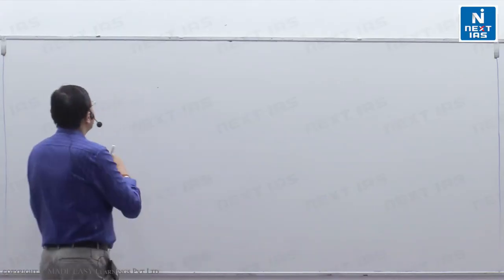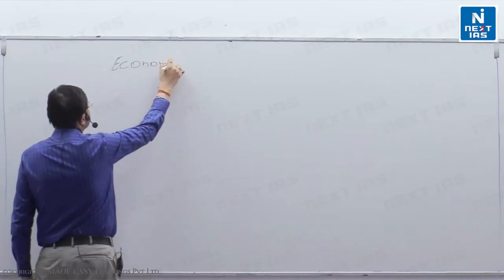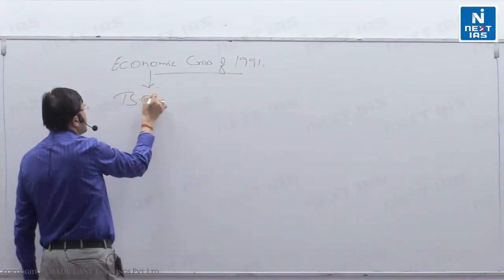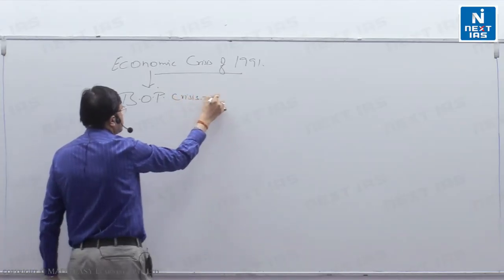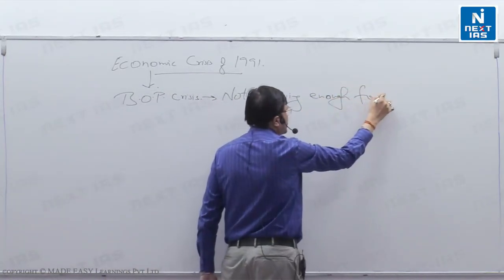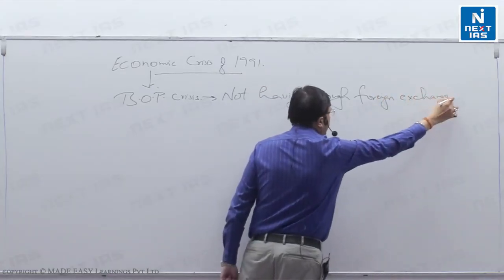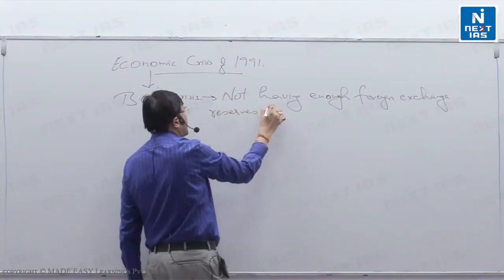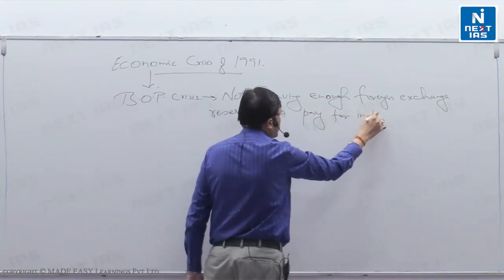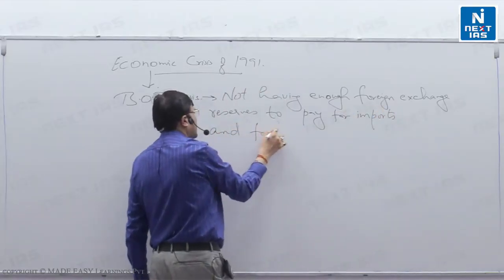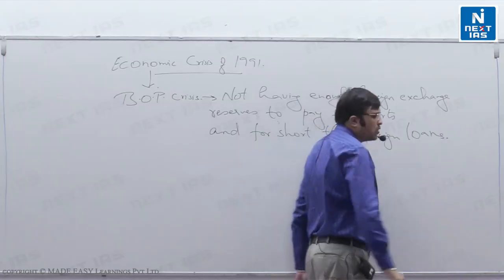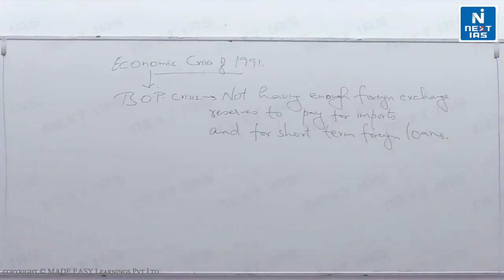Now, first of all, when we say economic crisis of 1991, this economic crisis was a balance of payment crisis, not having enough foreign exchange reserves to pay for imports and for short-term foreign loans. This was the challenge of 1991 economic reforms.